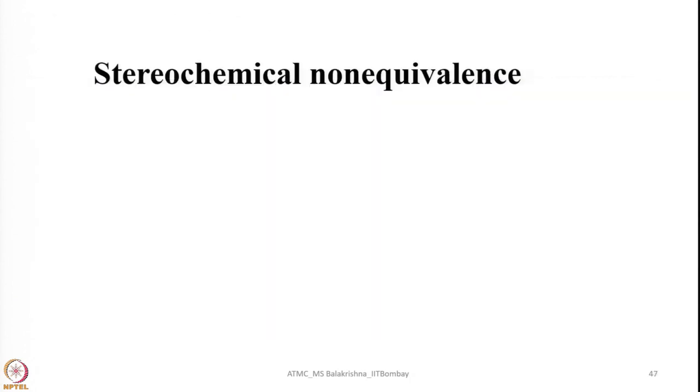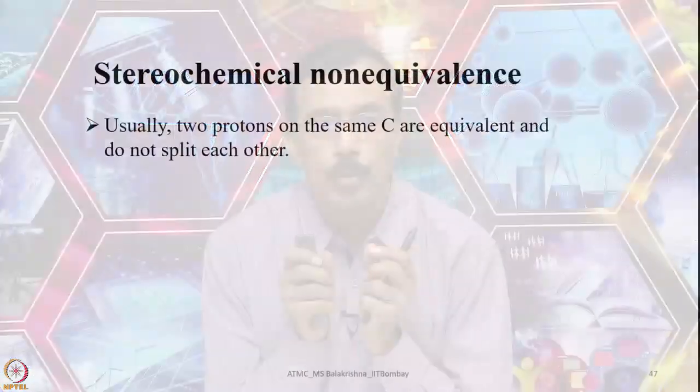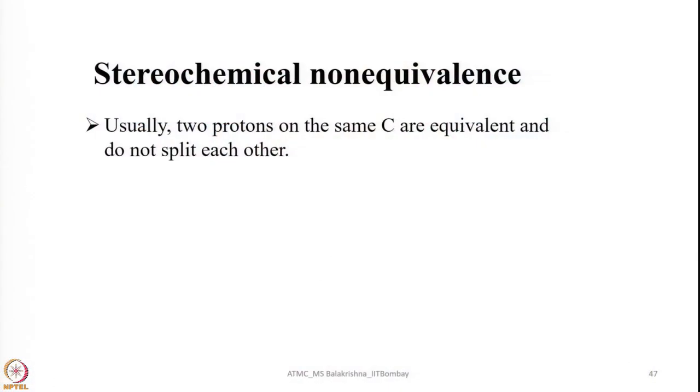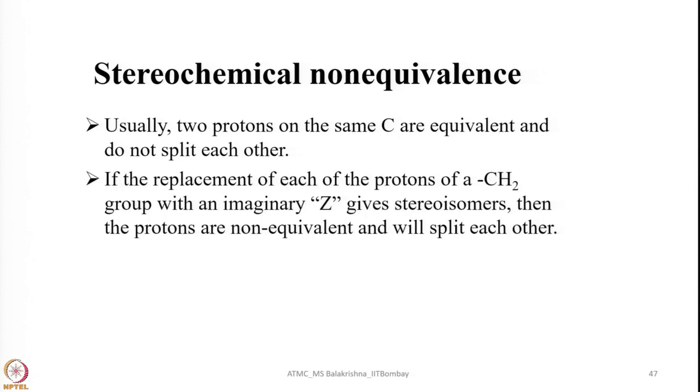Now let us look into stereochemical non-equivalence. What is the meaning of stereochemical non-equivalence? Usually two protons on the same carbon are equivalent and do not split each other, as I mentioned. If the replacement of each of the protons of a CH2 group with an imaginary Z gives stereoisomers, then the protons are non-equivalent and will split each other.